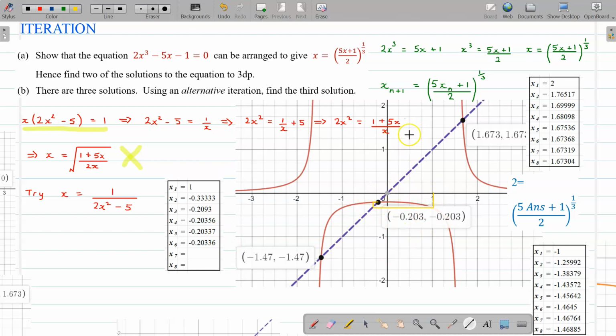Sometimes you'll get an iteration, it will give you one of the roots, and that might be all you need to do. It might say to use a different iteration to find another root. I've made this question very over the top, really, just to give you an experience of all of this stuff together. I hope that was helpful, and take care.